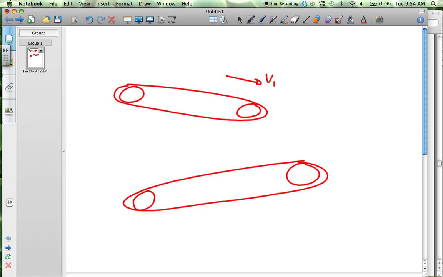Sometimes they use these things in factories. I don't know if you've been in these factories, and they're transporting all the stuff. It's an easy way to transport all the stuff, your sweets and your chocolates and so forth. You see them all going along like that. Okay. And this one over here is going at V2. Now, let's say V2 is greater than V1. So this conveyor belt is moving faster than that conveyor belt over there.